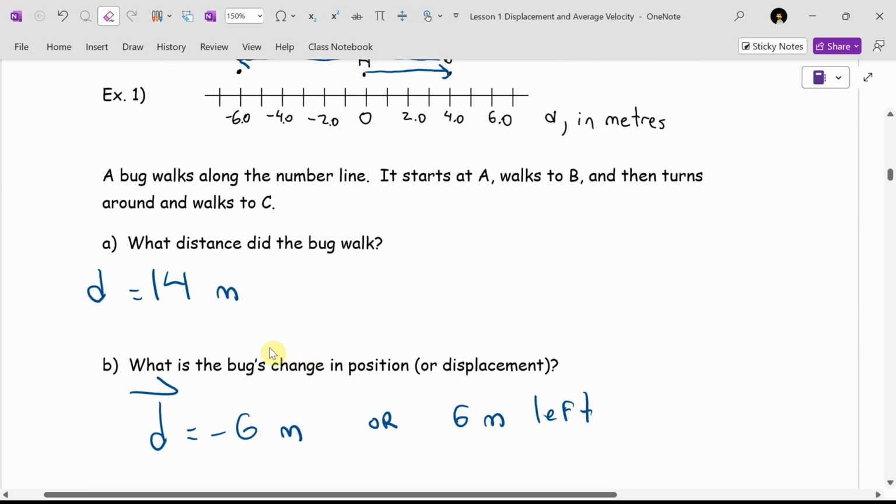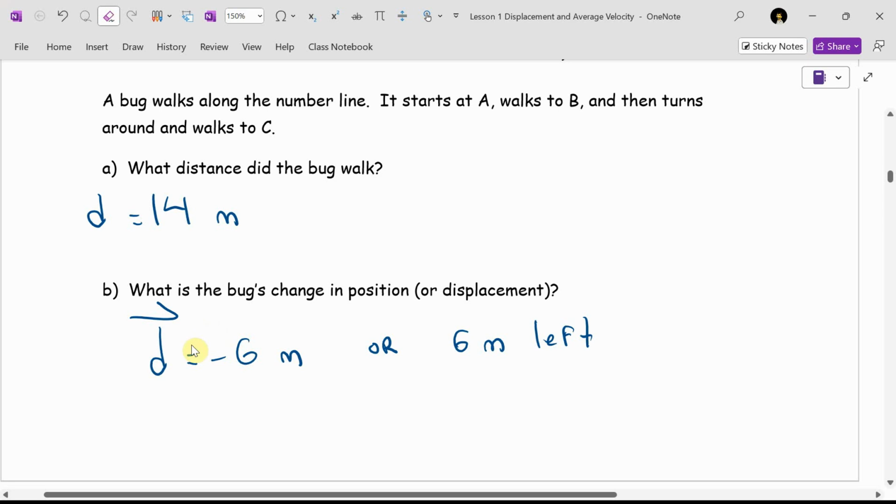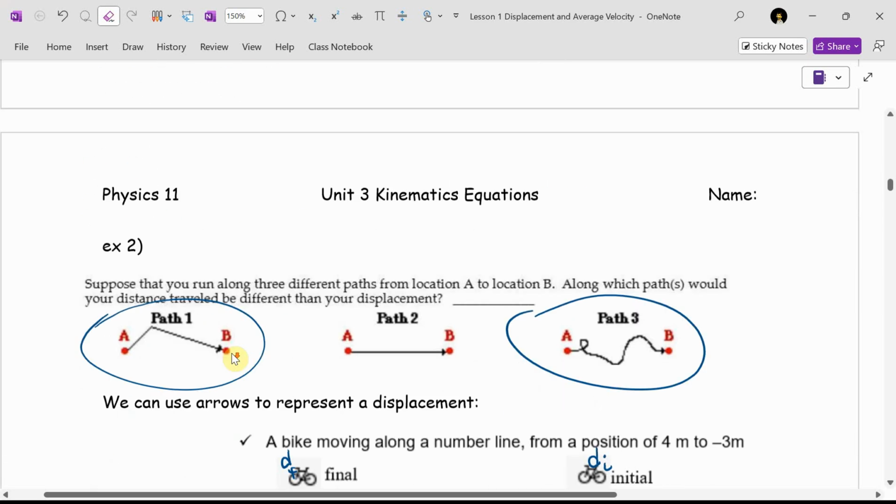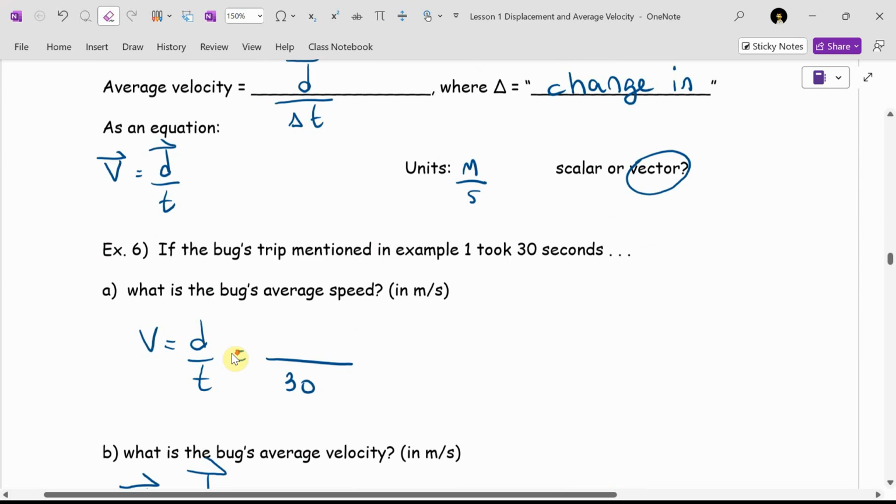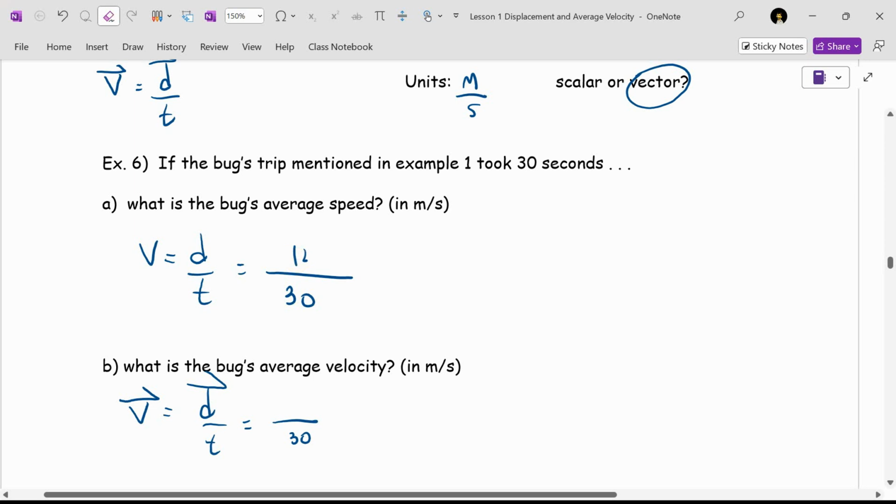Yep. What distance did the bug walk, Laney? So you can put 14 on the top of the first fraction, yes? What was its displacement? You can put a negative 6 at the top of the second. Okay, let's go. And then let's go to our calculators. So there was a 14 here and a negative 6 here.